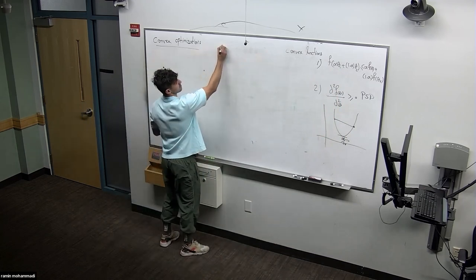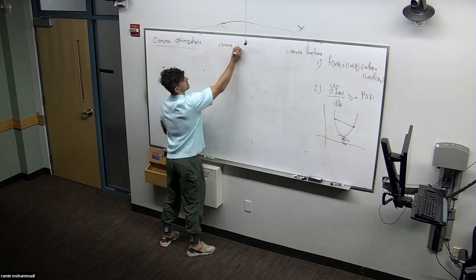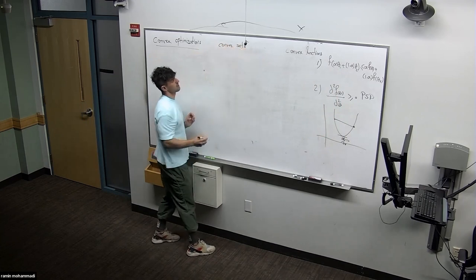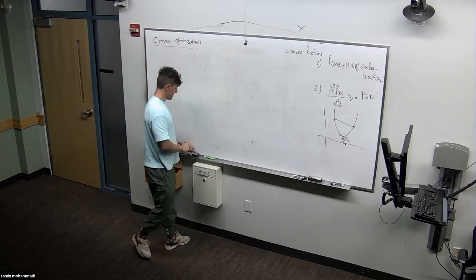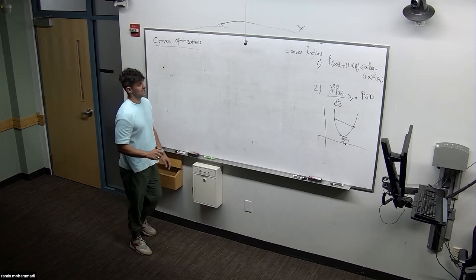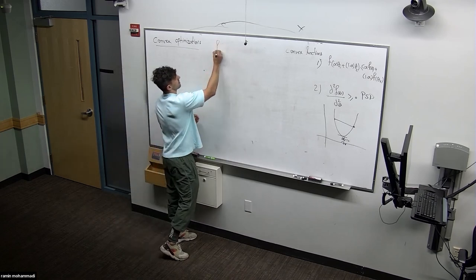It's called a convex set. Actually, before we go to convex sets, let me give you two examples. Say you have an exam, and I give you the following.